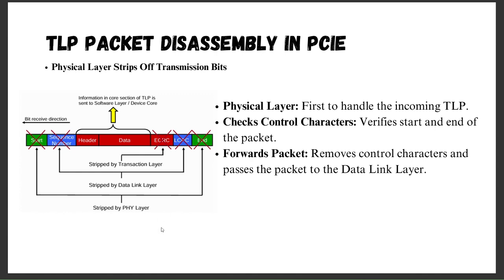And the final step in the disassembly is forwarding the core information. When the ECRC, if it is present, is checked, and if there are no errors, the transaction layer removes the ECRC field. So what's left? The header and the data, which are then passed up to the software layer of the device. The software layer is where the device processes the request or data that was originally sent.